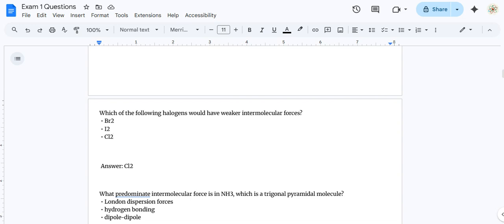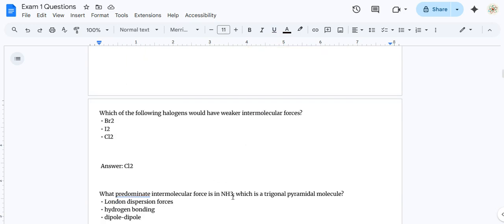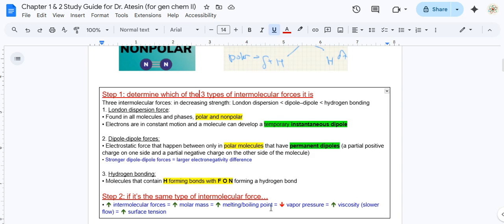Next question, what's the predominant intermolecular force in NH3? Well, we know NH3 has N and H, and there's a bond between them. NH3 has hydrogen bonding.